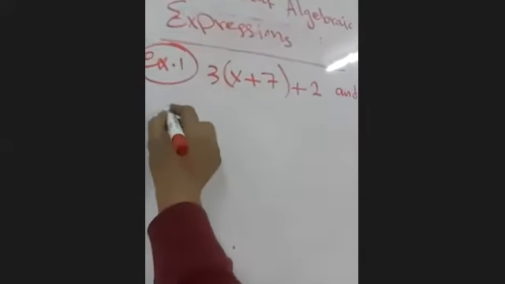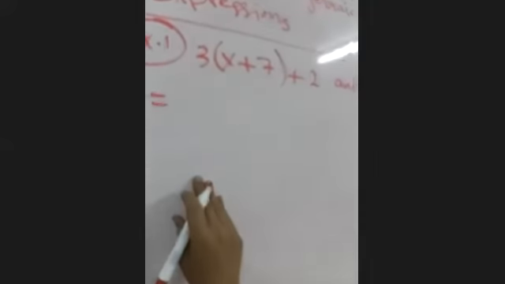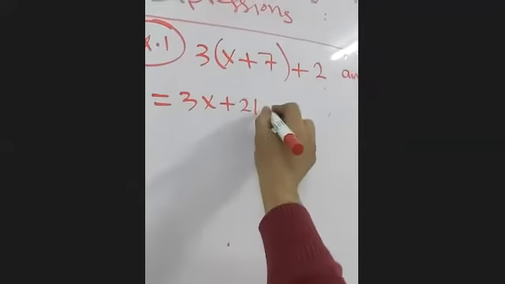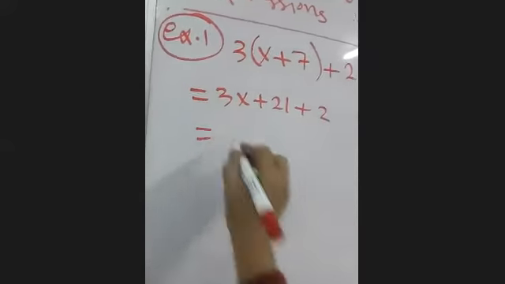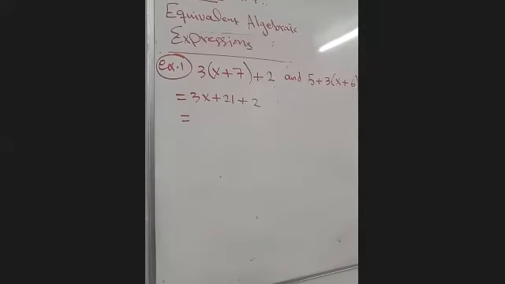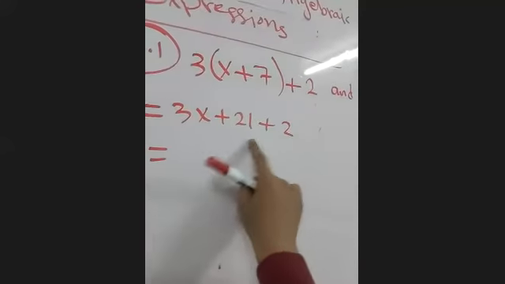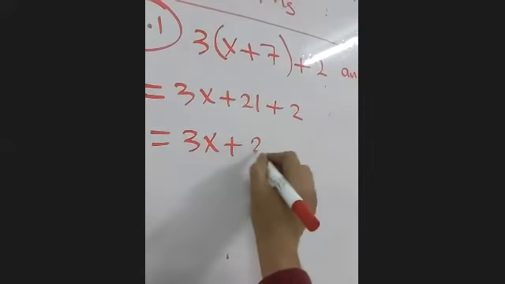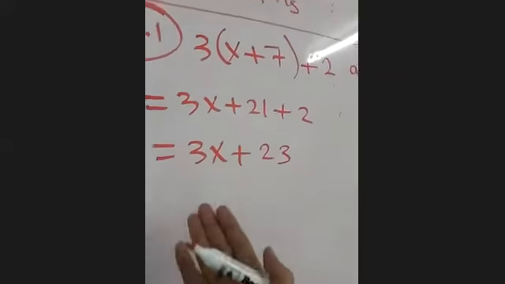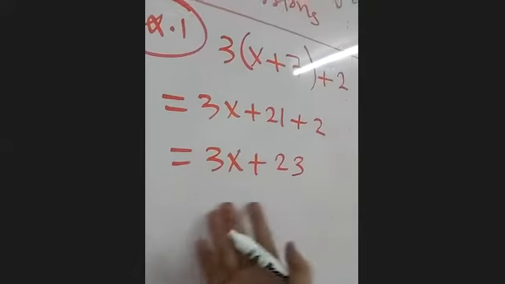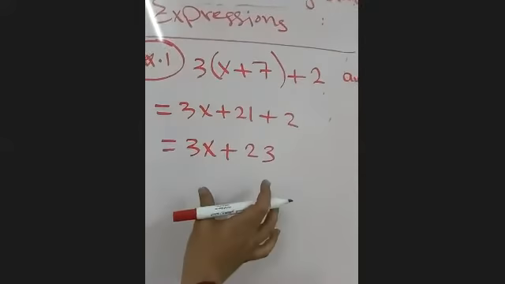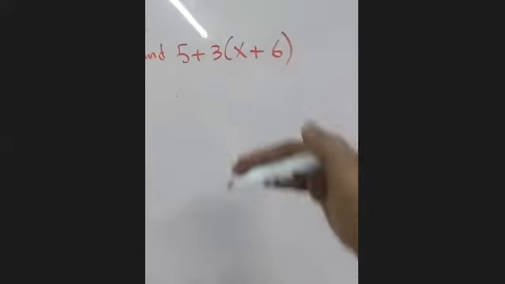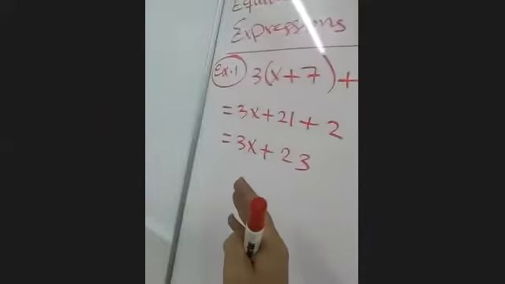So let's simplify the first one. I have a number with a bracket. We use the distributive property: 3 × x, 3x, 3 × 7, 21, plus the 2 comes down. Now, yesterday we said if we have like terms, we can add them. Here we have two like terms, 21 and 2, so we can add the numbers together. 3x plus 21 plus 2 is 3x plus 23. Now, we cannot add the 3x and the 23 because they are unlike terms. So this is the final simplification of this expression. Now let's go to the second expression and simplify it also to check if we have the same answer or no.